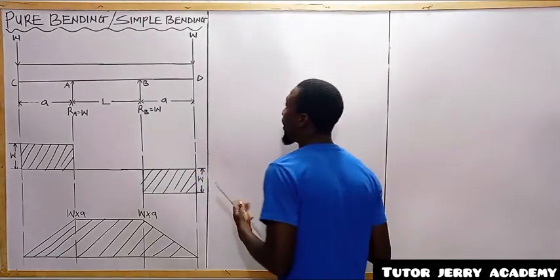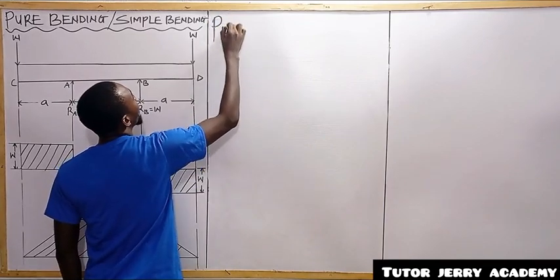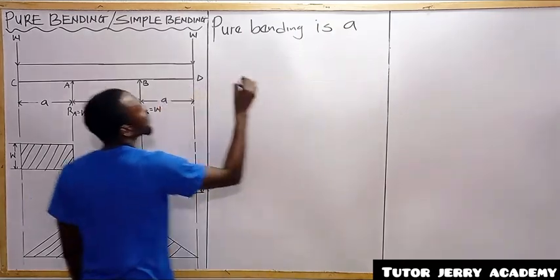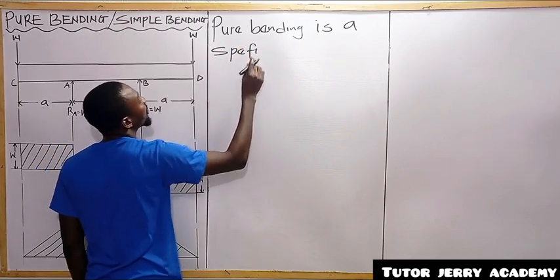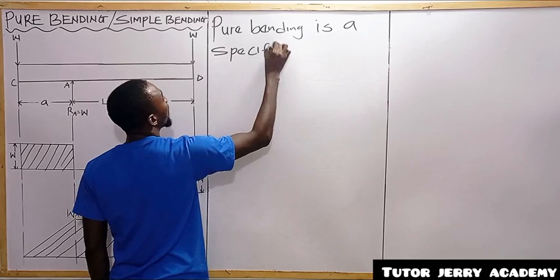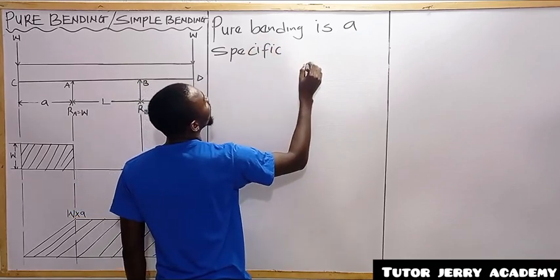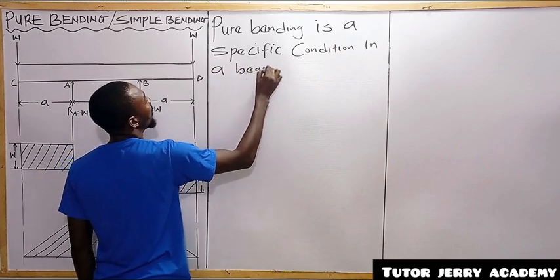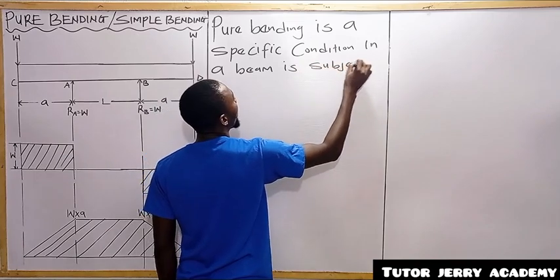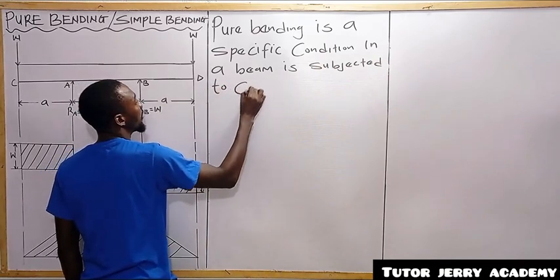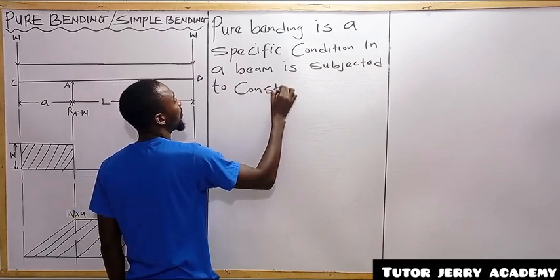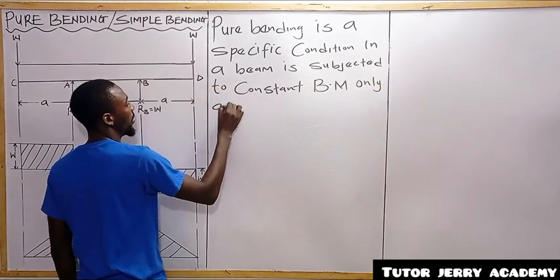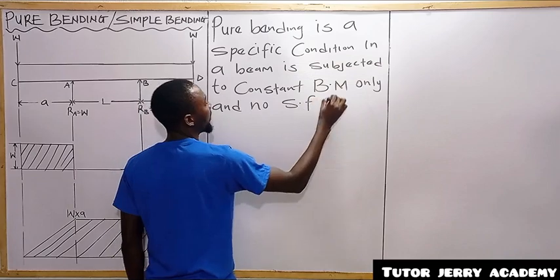So we can therefore write the definition of our pure bending. Pure bending is a specific condition in which a beam is subjected to constant bending moment only and no shear force present.